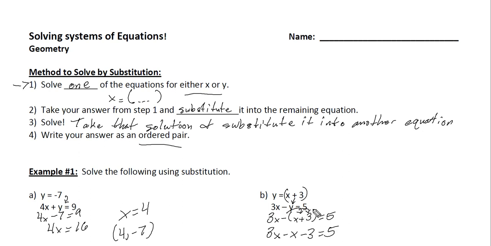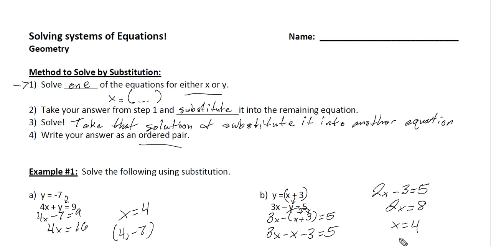We distribute -1 to both of those. Now let's combine like terms. We get 2x. All right, isolate the variable. So get our variables on one side, constants on the other. So that means just add 3 and divide by 2. And we get x equals 4.